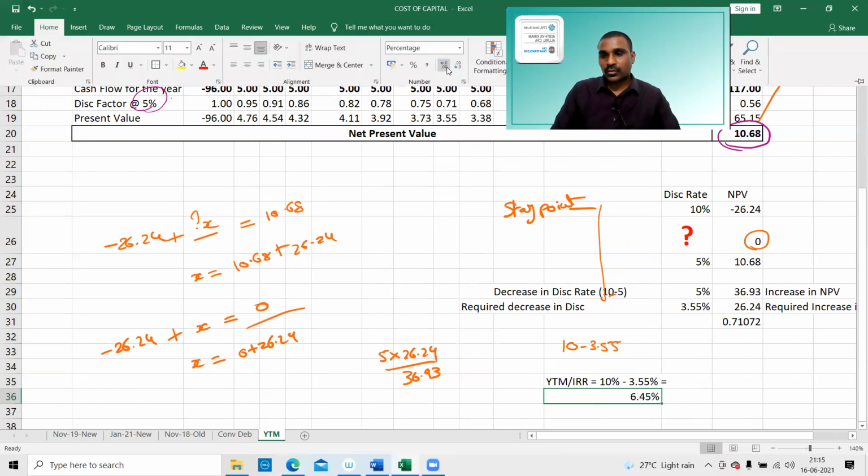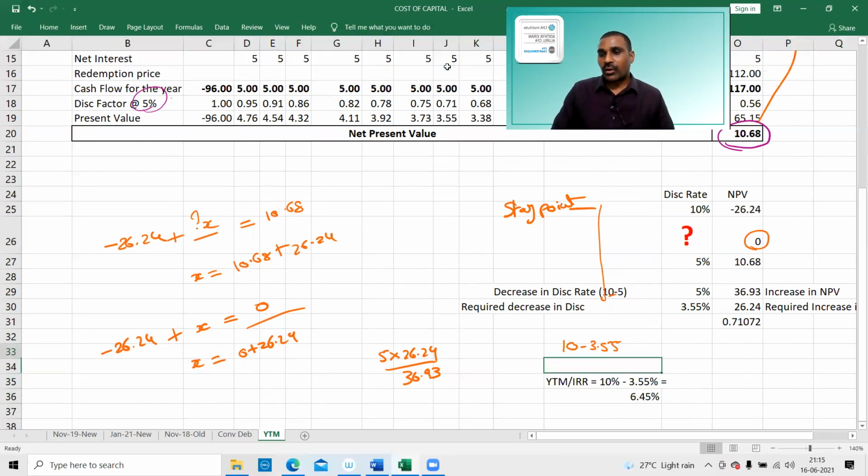It will be 6.45%. That is the point. This is how we have to do it. This is a logical way of doing it.